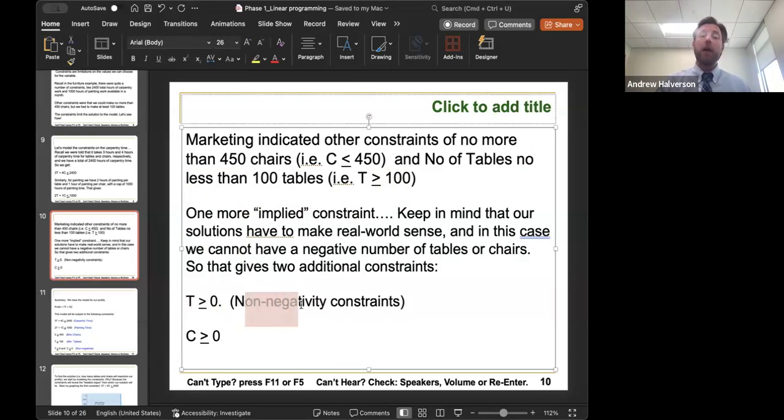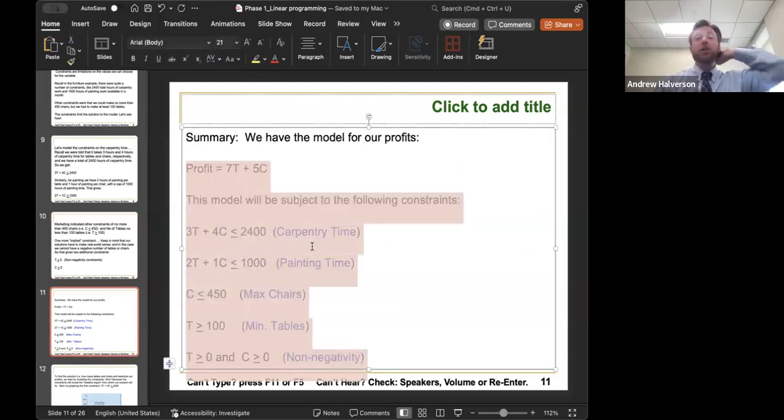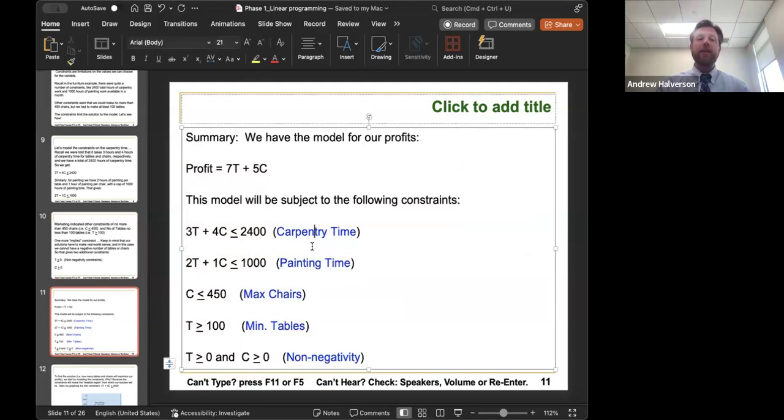Negative. They can't be negative. That's why we call them non-negativity. So here it is. This is the model right there. It's not just one equation, it's a lot of them. That's the whole point. That's the new part of what we're doing here. And then next week, it's going to be just more, but it's the same process.